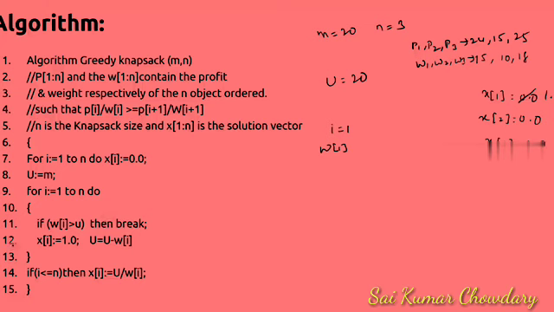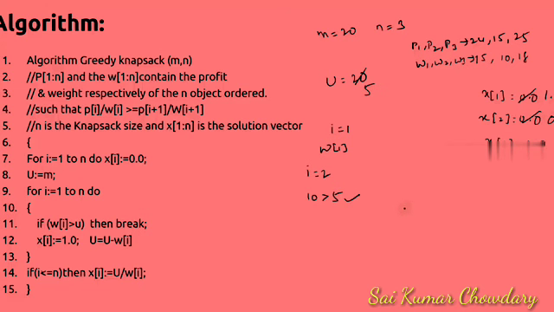Now coming to the second, i equals 2. So w of 2 is 10. Is 10 greater than, see, previously we have not updated u value. U value is 20 minus 15, that is 5 only. So now 10 is greater than 5, yes. Now if this is true, then break. Break in the sense it comes out of the loop, and you can see here i value is 2, n value is 3. So 2 is less than 3, yes. So x of 2 equals u by w of i, that is 5 by 10, which is 0.5. So like this you need to write, and it goes.